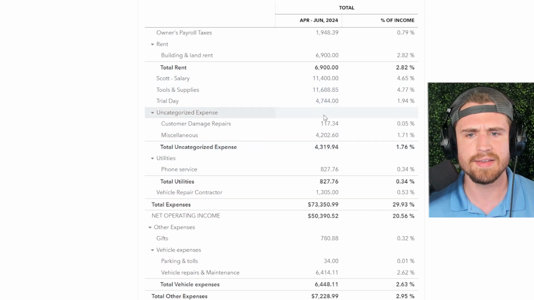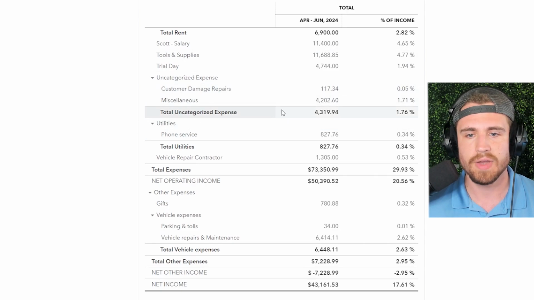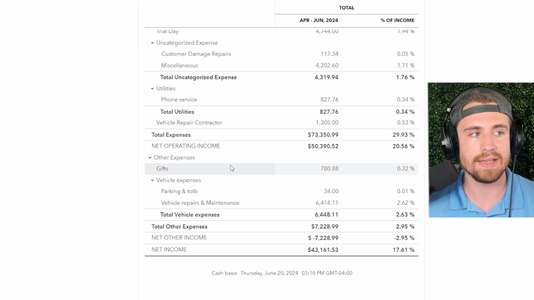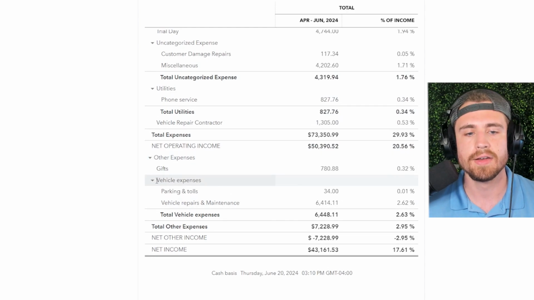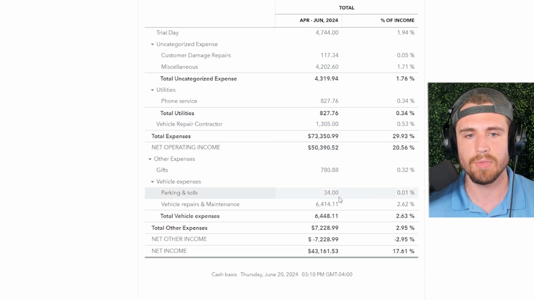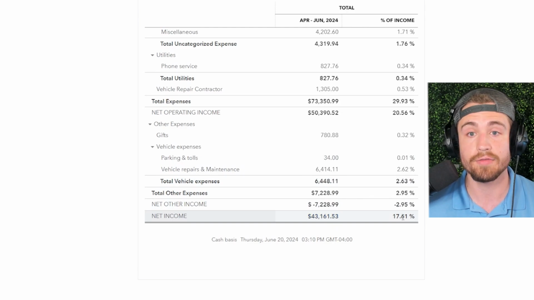Tools and supplies, trial days, just when we have people try out for a day, damage repairs, miscellaneous, phone services, yada, yada. As you can see, it's just extra stuff on here that wasn't required to do the job. And then if you total all these expenses up, you're going to see that at the end of the day, we made $43,000 so far this quarter at a 17.61% profit margin.